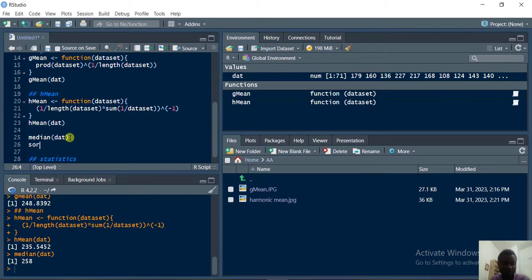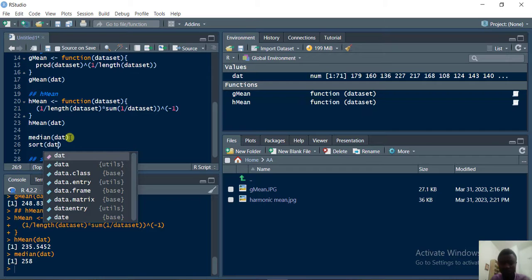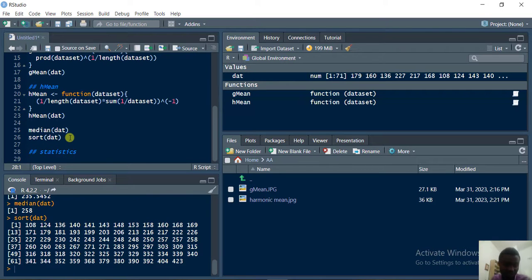So let's take for instance that we sort our data, we say sort DAT. When you run this, check what we have, and we will see that this is the observation 258. It is staying in the middle, dividing them into equal parts of 35. From here down to this place, the first 35, and again here the next 35, which is 70, and then it stays in the middle position. So that is it about median.